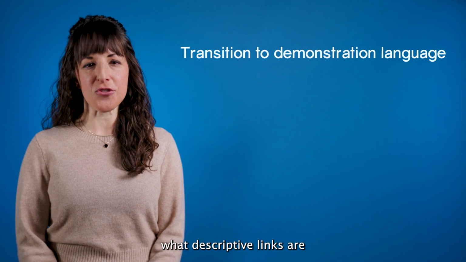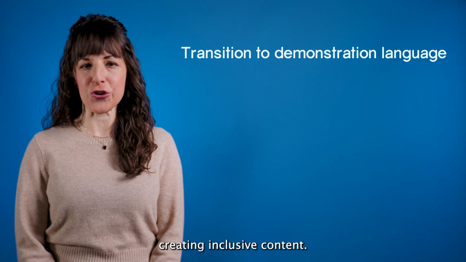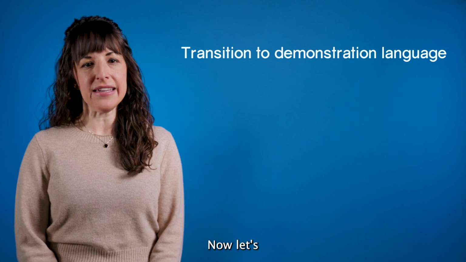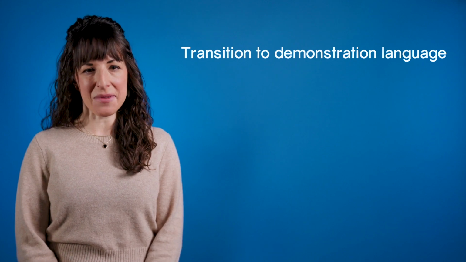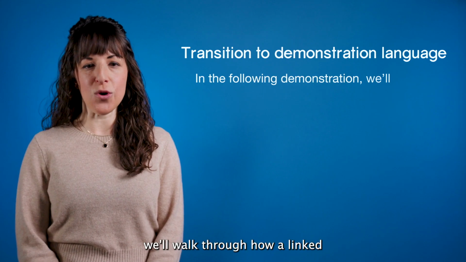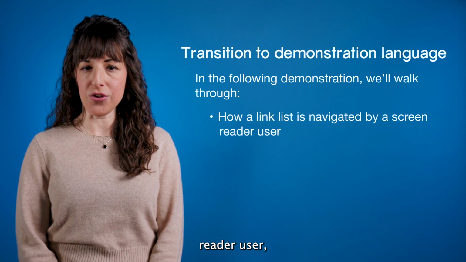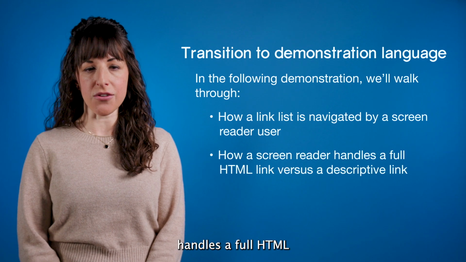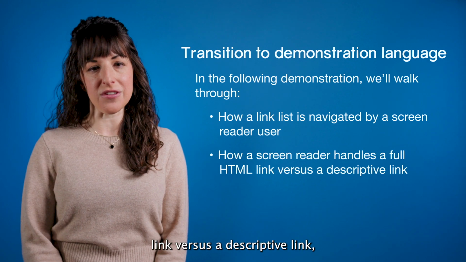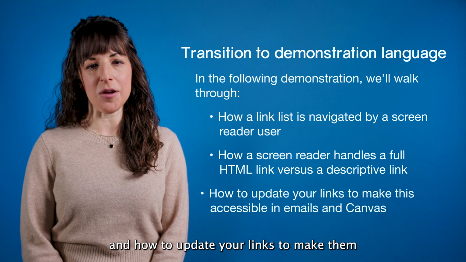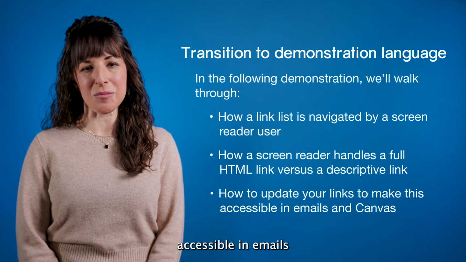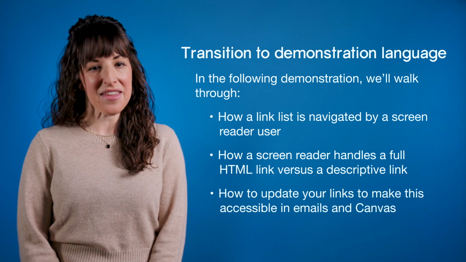We've covered what descriptive links are and why they're crucial for creating inclusive content. Now, let's see them in action. In the following demonstration, we'll walk through how a link list is navigated by a screen reader user, how a screen reader handles a full HTML link versus a descriptive link, and how to update your links to make them accessible in emails and Canvas. Let's practice.